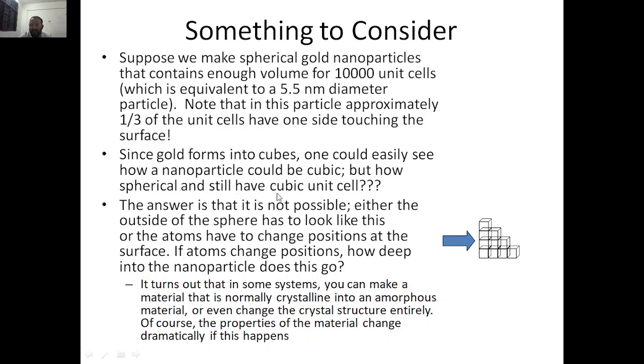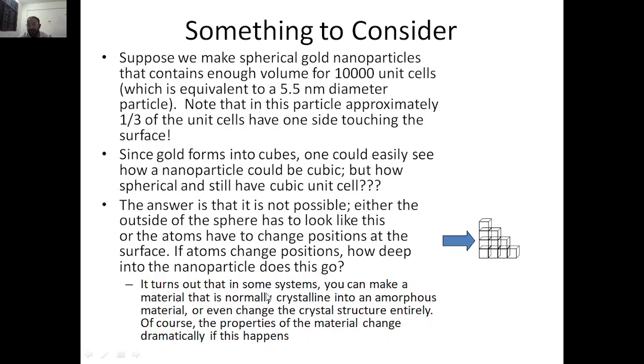But how can it be spherical and still have cubic unit cells? The answer is that it is not possible. So either the outside of the sphere has to look like this, or the atoms have to change positions at the surface. So if the atoms change positions, what happens? How deep into the nanoparticle does this go?